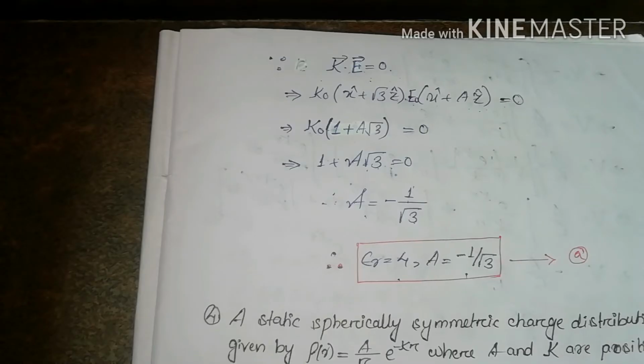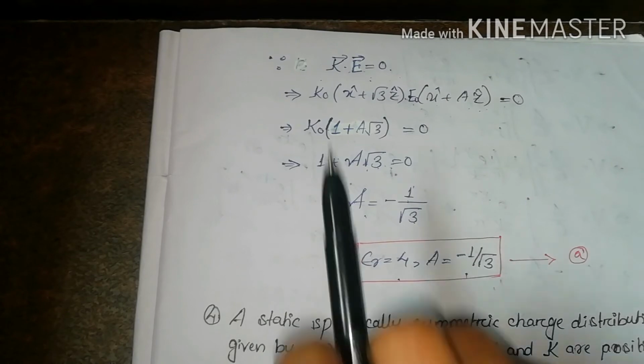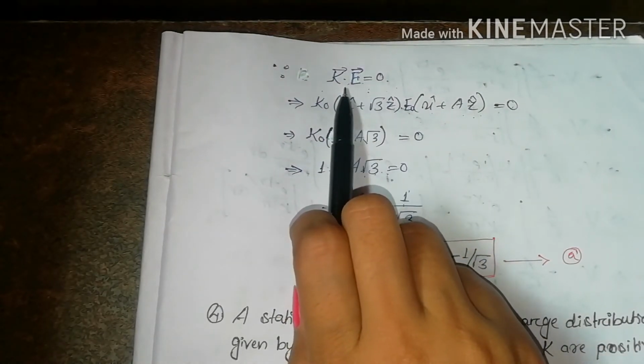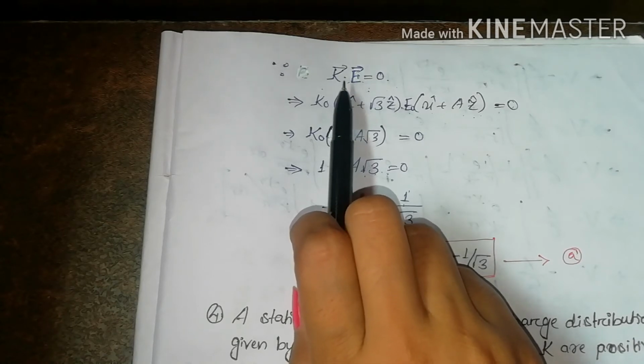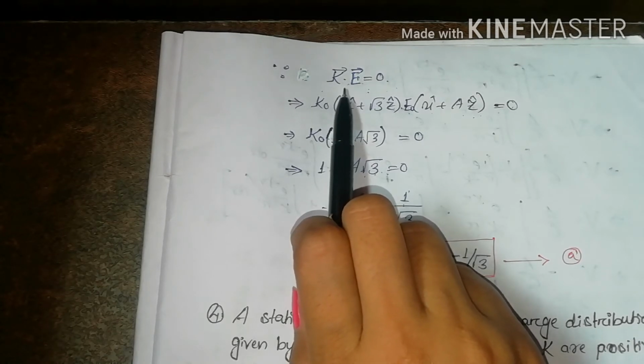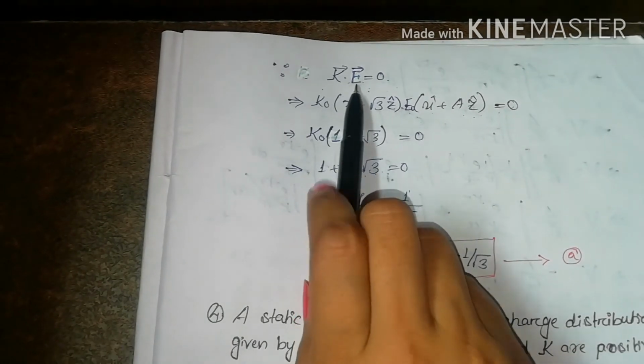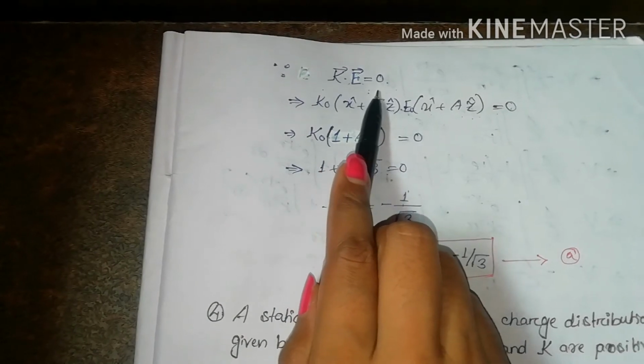Next we have to find the value of A. So K dot E is equal to 0. How is it possible? Because we know that the electromagnetic wave has the property that the wave vector, the electric field and the magnetic field are perpendicular to each other. And the dot product of perpendicular components is always equal to 0. So K dot E is equal to 0.